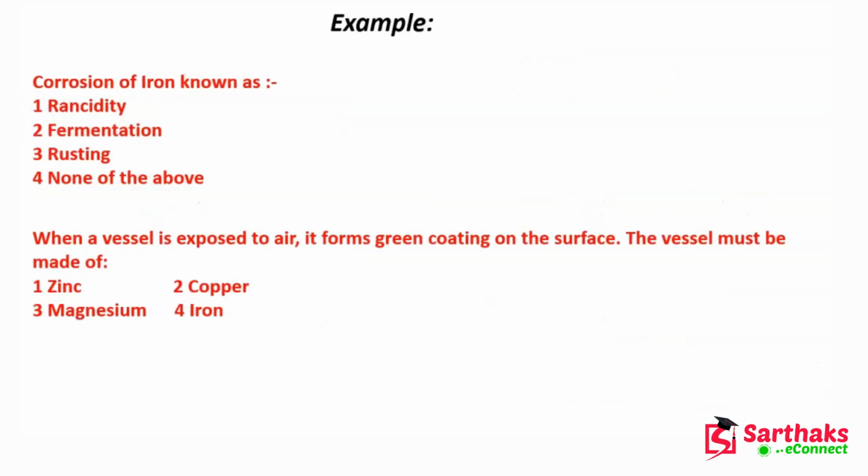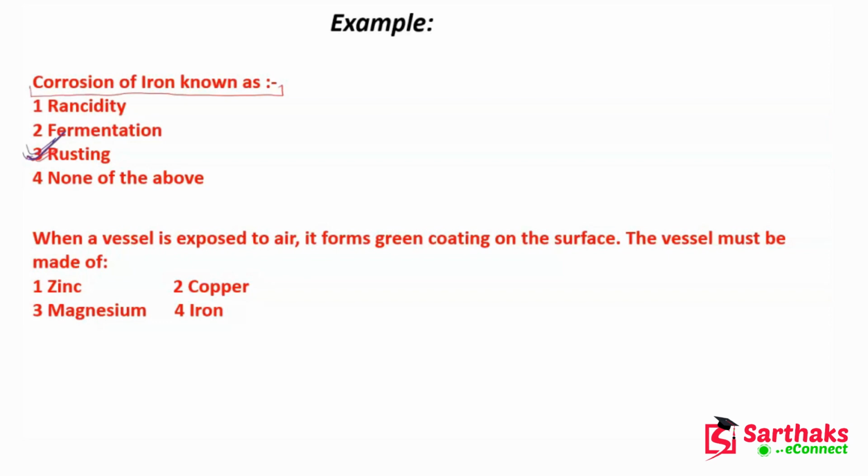Okay guys. So here we will see two other examples. The first one is corrosion of iron known as. So what is basically corrosion of iron? We know that rusting is the name for corrosion of iron. So you can see option number three is right here because rusting is basically the name of corrosion of iron.